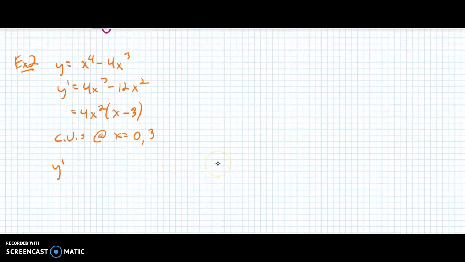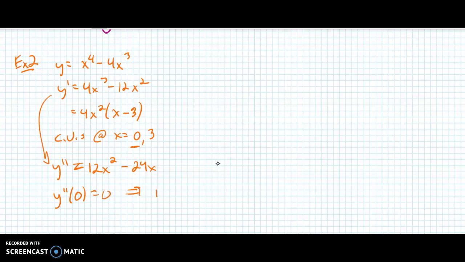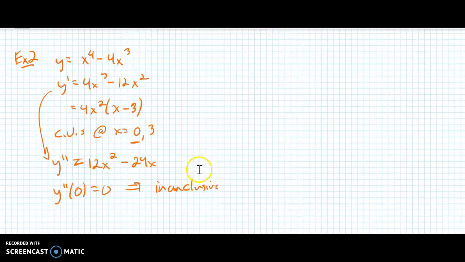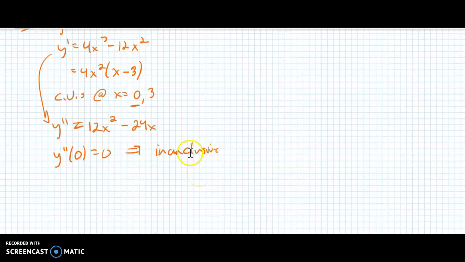Now I find y double prime, so that's taking the derivative of this. That is equal to 12x squared minus 24x. And now I'm going to plug in my values. Y double prime of 0, I take this guy, is equal to 0. That means inconclusive. So I just move on. It's likely a shoulder. In fact, we could use the first derivative test to show that it's a shoulder in this case, I think. And then I'm going to find y double prime of 3?